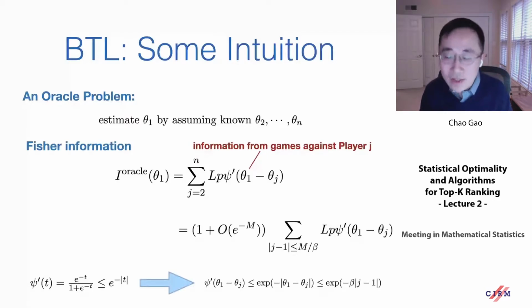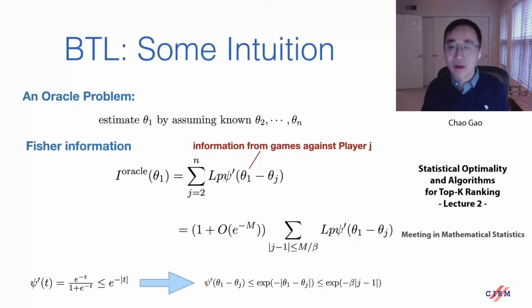What if we only take the sum over a neighborhood of the first player, right? So let's consider this neighborhood of size m over beta. Here we take m to be a very large constant. Then you can easily see we have this Fisher information approximation formula. The approximation error is given by e to the power of negative m, which can be made very small very fast, right? You just choose m to be large.